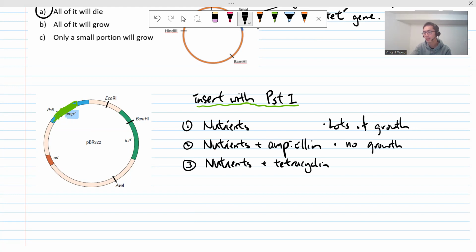Aziza, does that make sense? Yeah, I understand that. Okay, great, thank you. Now let's take a look at the last one. What about nutrients with tetracycline? Do you think they're going to grow? Lots of growth, some growth, no growth?